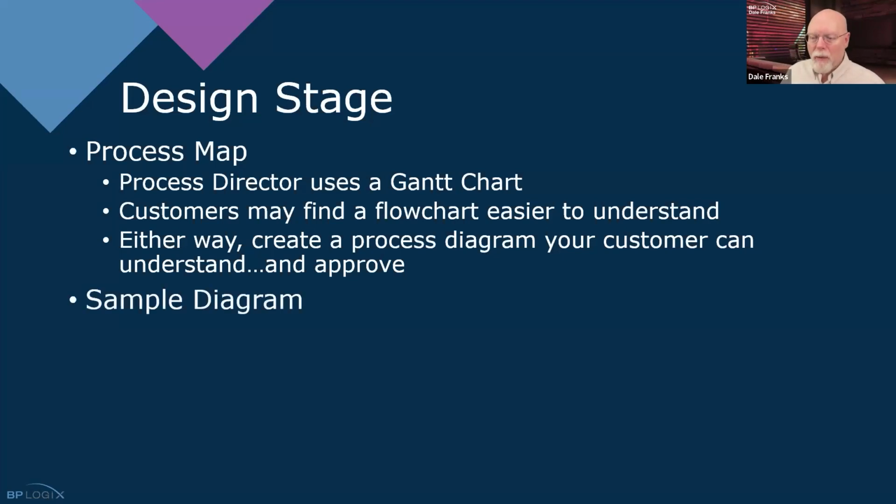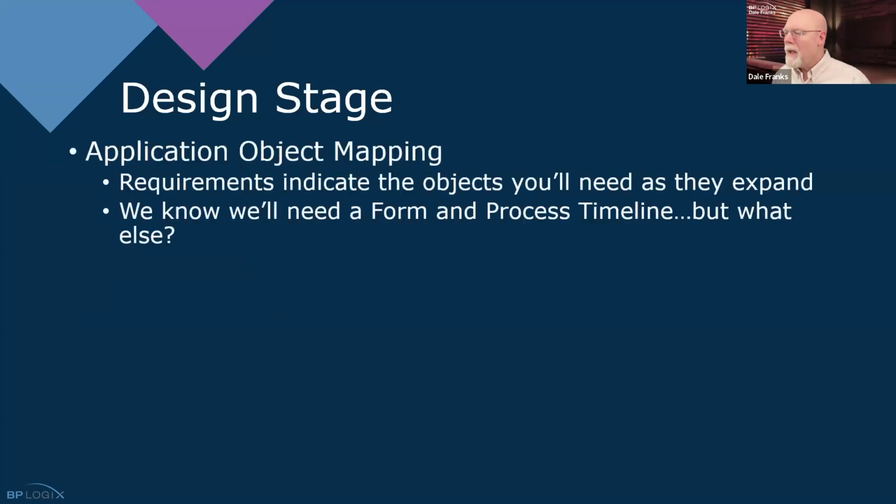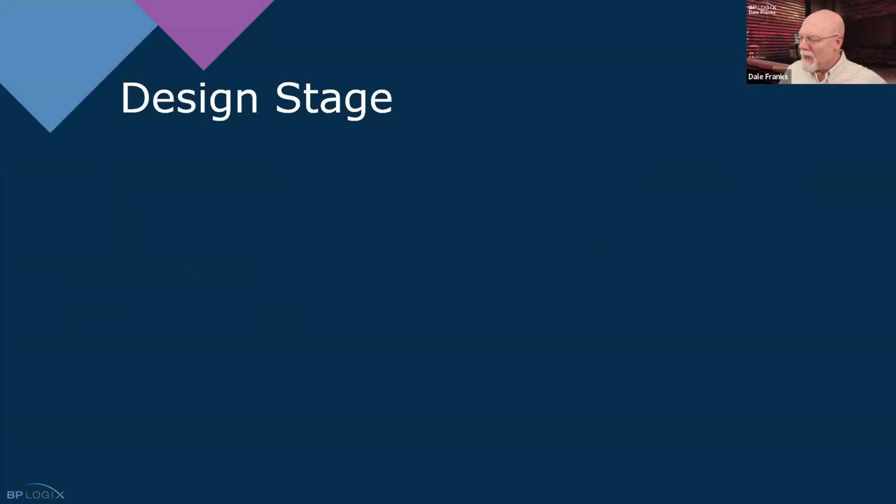But give them a nice simple diagram that's easy to understand, but that at the same time gives them all of the information they need to say, yes, this is how I want my process to work. We've already talked about the application objects; I've already showed you them in the Excel spreadsheet. So you just need to list all of those objects that you're going to need to build the process. Again, I showed you that in the sample process.